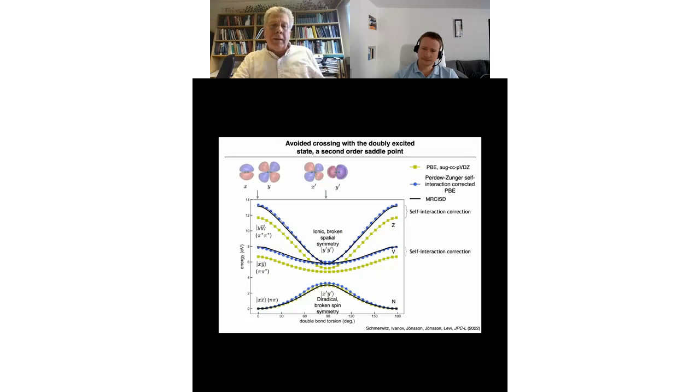We've got excellent results here on calculations of excited states using this saddle point approach.